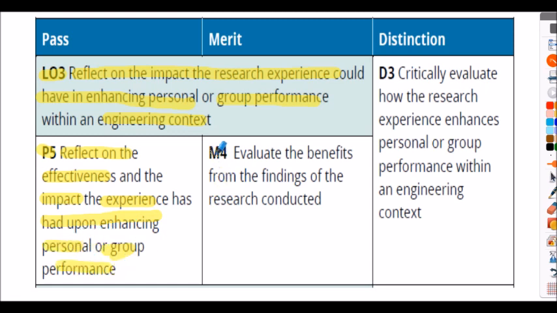If you want to attempt higher grades, then there's a merit grade. This is where you have to evaluate the benefits from the findings of the research you've conducted. And D3, the distinction grade, you've got to critically evaluate how the research experience enhances personal or group performance within an engineering context. So they're all linking together a bit here.